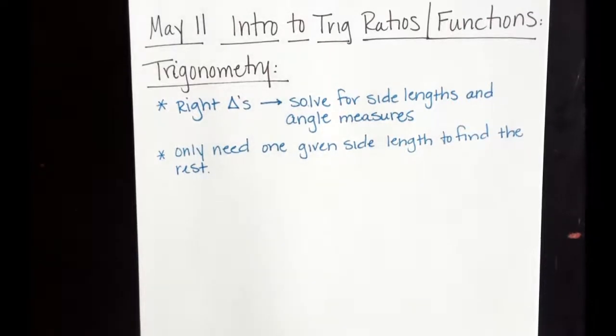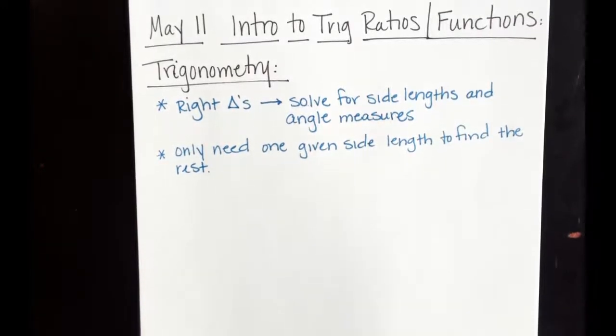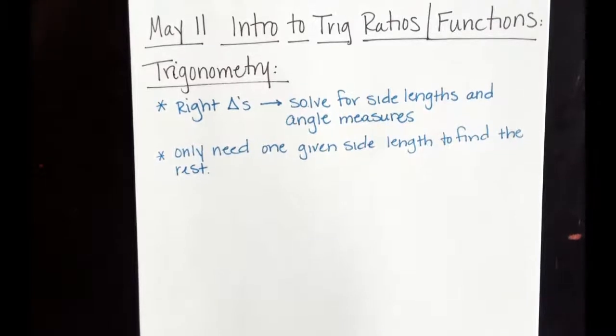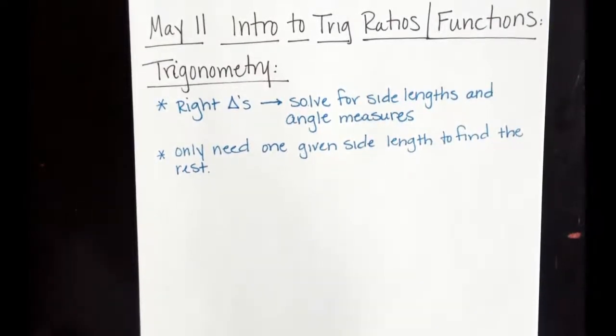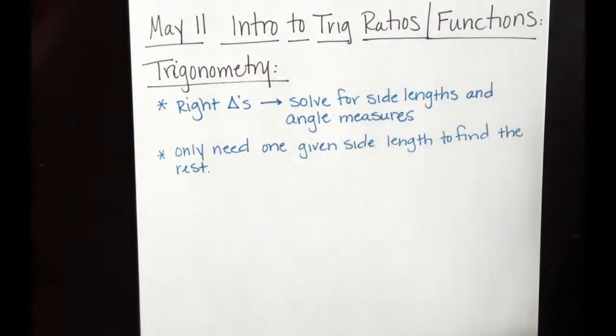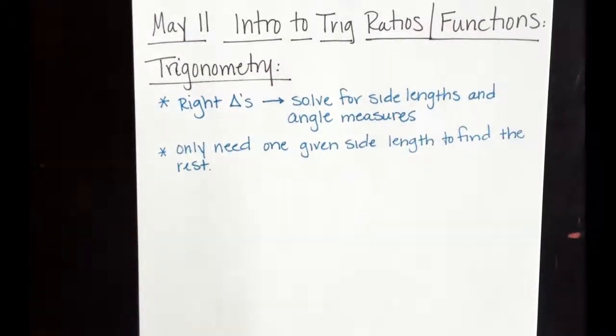Before with our special rights, we needed a formula and we needed to know one side length, but it fit a specific formula. So with that being said, our trig ratios are going to help us get away from that. We will be able to find everything that we need with these trig ratios.